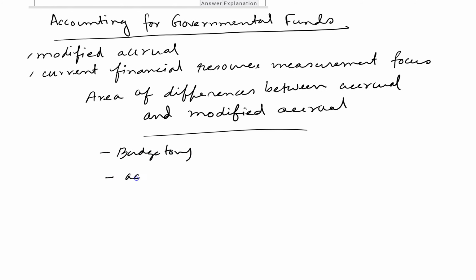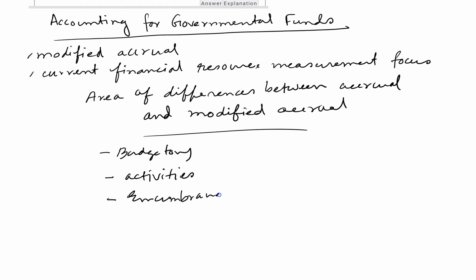second area is the activities, and the third area is the encumbrances. You more or less are familiar with these concepts, but we are just taking them and recapping them again.